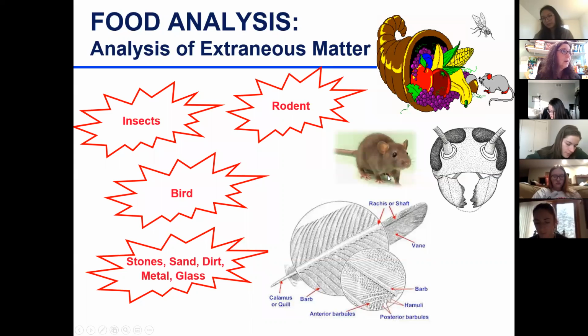Insects are everywhere as well. So a lot of either whole insects or parts of insects, the feather material from birds, stone, sand, dirt, metal, glass, plastic, anything that is not supposed to be in food and not consumed, we shouldn't consume, is considered extraneous matter.